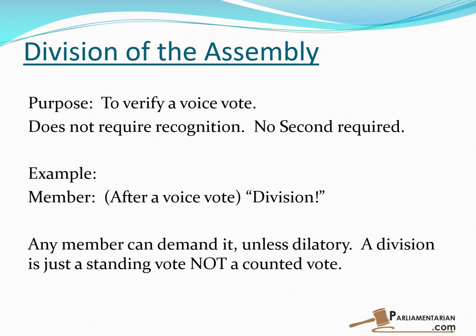Now, in your competition, it will seem like you can announce the numbers because there's only 5 people there. So it's easy to see, well, there's 3 in favor and 2 against. But in a real meeting, you might have 100 people there, or 300 people, or 500 people. You're not going to take the time to count them in a division vote. It's simply a standing vote.